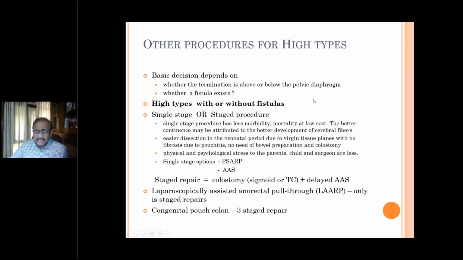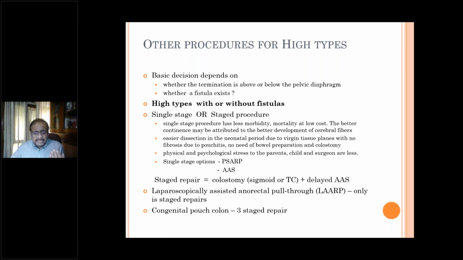For the high types, the burning question is whether you should do a single stage or a staged procedure. About 25-30 years back, there was no question of doing a single stage. When we were studying in the 70s and 80s, it was only a staged procedure. But times changed, and pediatric surgeons became much more proficient. So now the question is whether a high type, with or without fistula, can be addressed in a single stage. And pediatric surgeons say single stage procedure has less morbidity, less mortality, and better continence. All 3 things are better if you do a single stage.